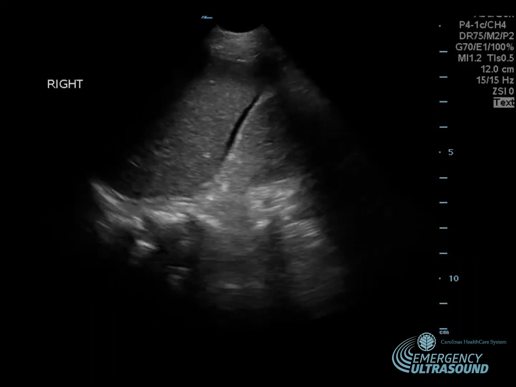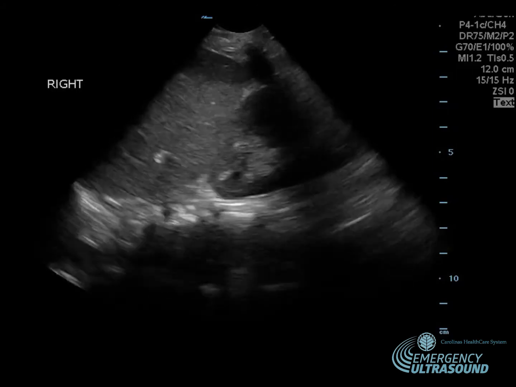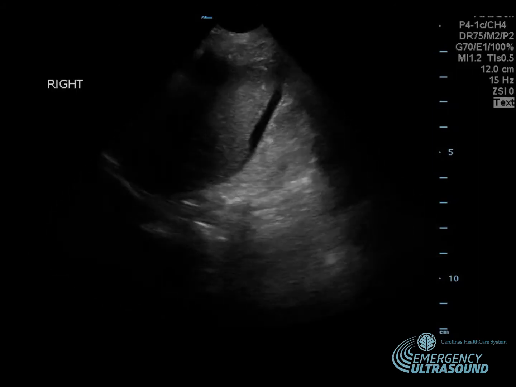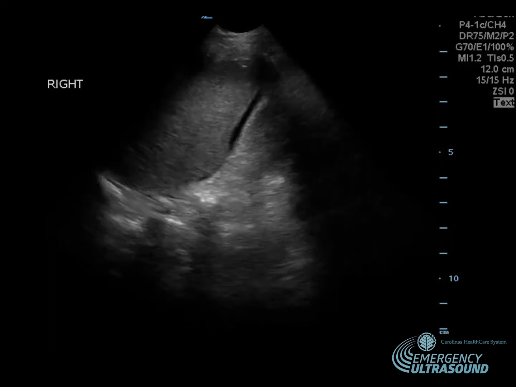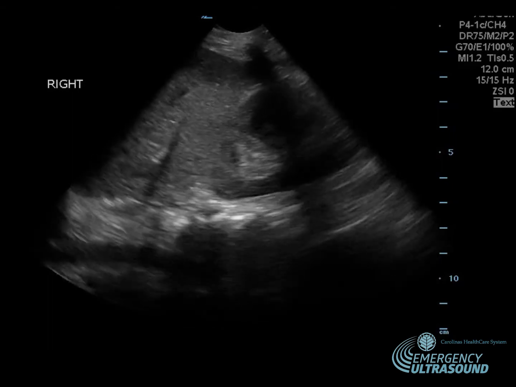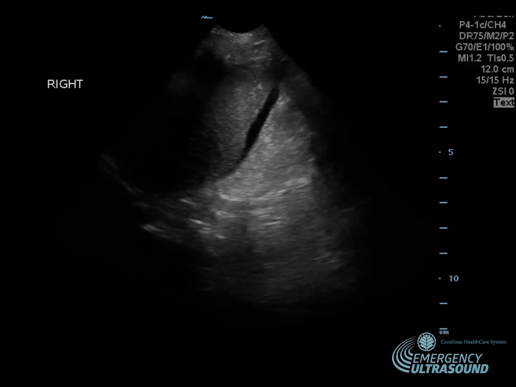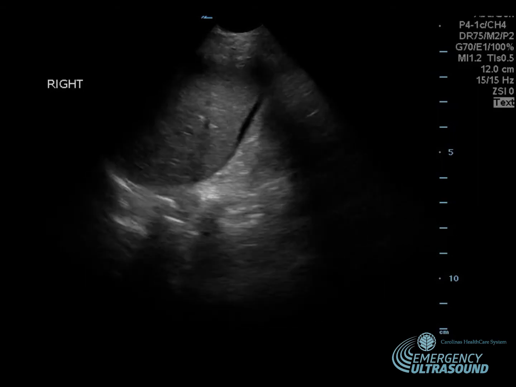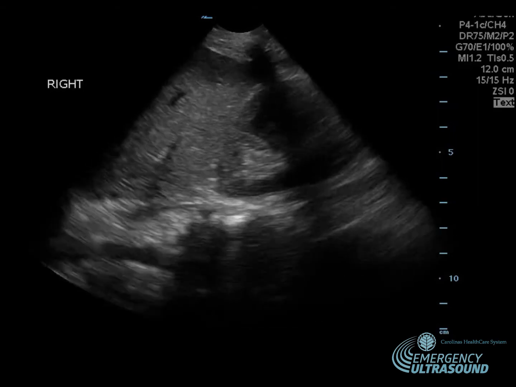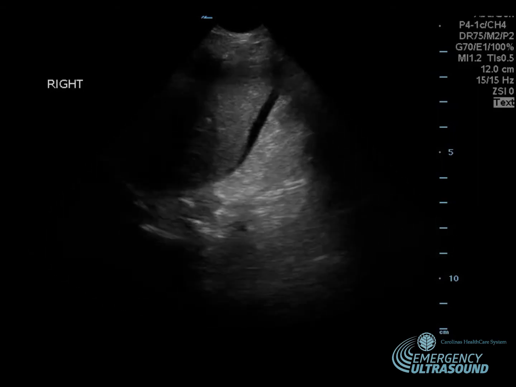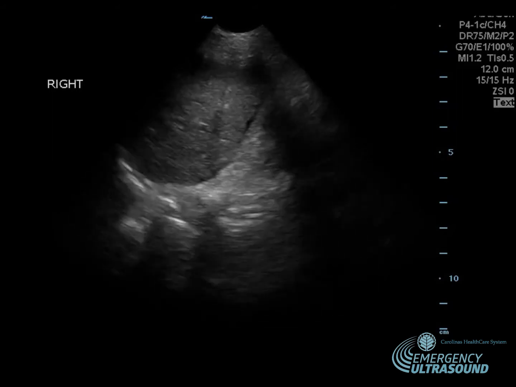And as we're scanning through again, this is the same patient, and this is why it's so important to fan through the kidney. As we look at the kidney right there, we're seeing no fluid, but as we continue to fan through, we are seeing fluid outlining the kidney, the liver, and Morison's pouch.